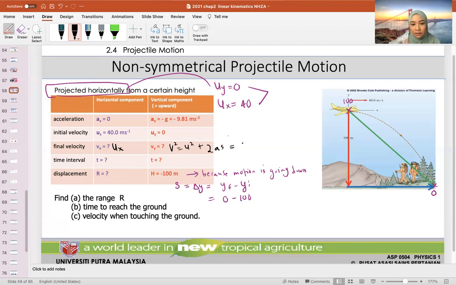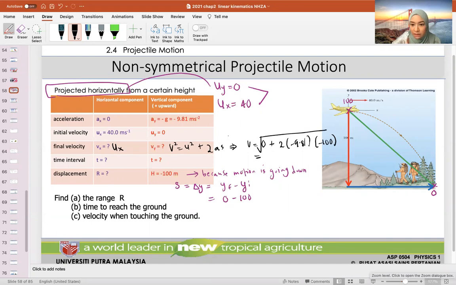So let's use that. I don't know what V is, I'm trying to find V. U is 0 plus 2 times minus 9.81. S is minus 100 over here. Okay, minus 100. Square root the whole thing. Okay, so what is my V here? Can someone calculate that for me?